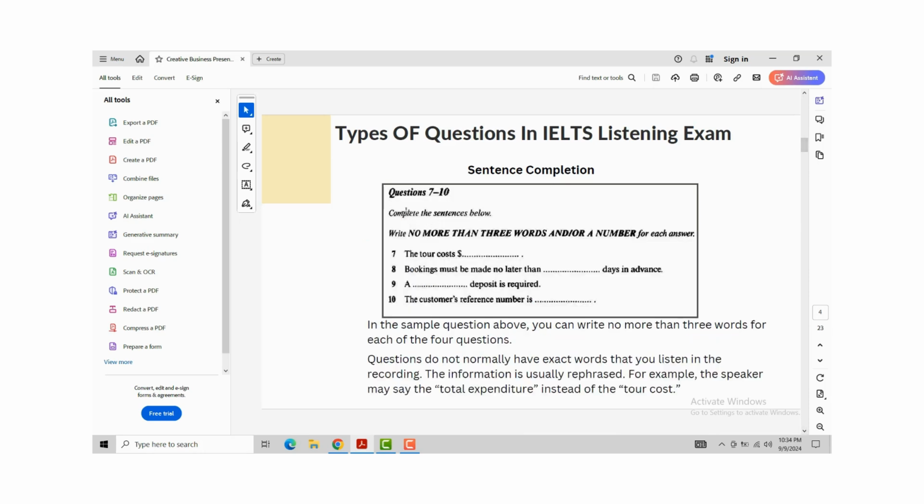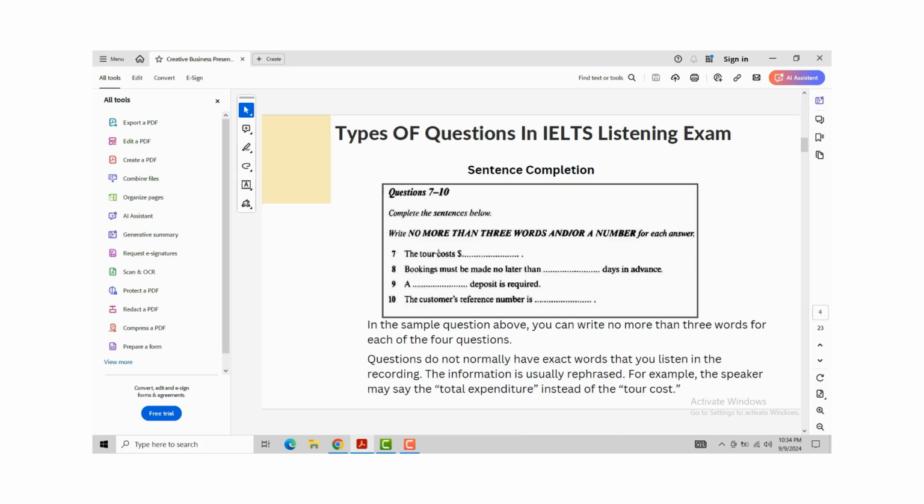So this is an example of sentence completion. As you can see, it says complete the sentence below. Then these are the instructions. Keep careful note of this instruction. Write no more than 3 words and/or a number for each answer. There are 4 questions and you have to complete the sentence by adding the missing word, and you cannot write more than 3 words or a number for each answer.